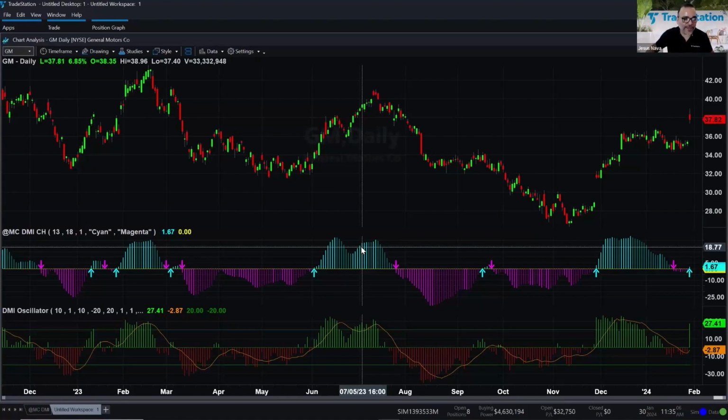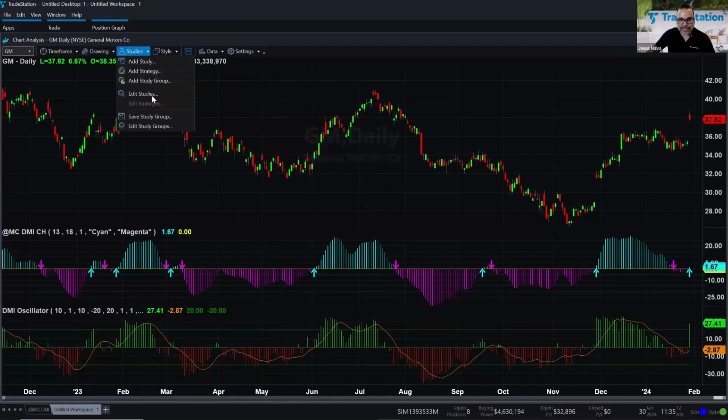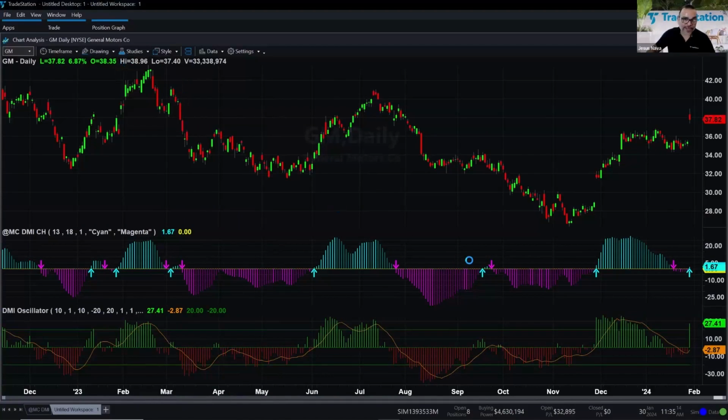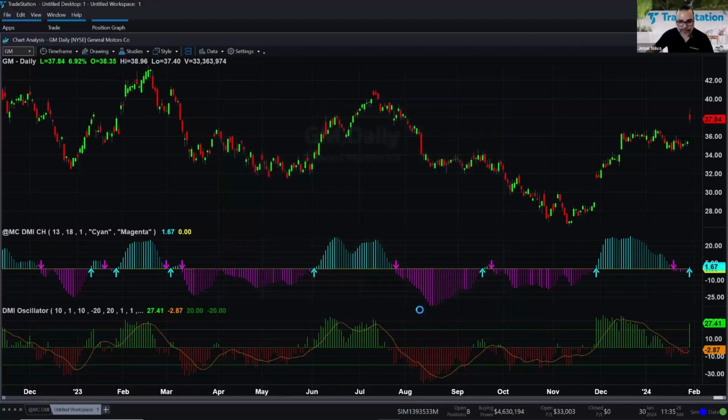But for example, let's go ahead and apply the strategy that is based on this oscillator. I'm going to go here to the studies and click on Add Strategy. There's a strategy that is designed based on that DMI oscillator. And here it is, the DMI oscillator LE SE. Let me put the 2 strategies in, short entry and long entry. I'm going to click OK.